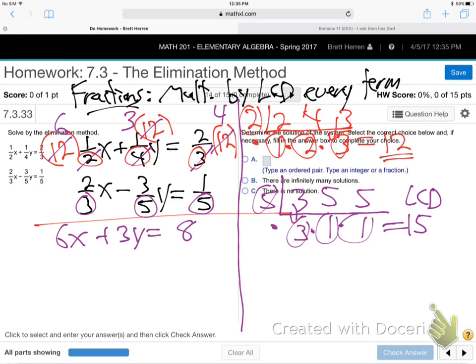All right, so I'm going to do the 15. What am I going to do? I'm going to multiply by 15 in the left, 15 in the middle, 15 in the right. 15 for every term in the second equation.